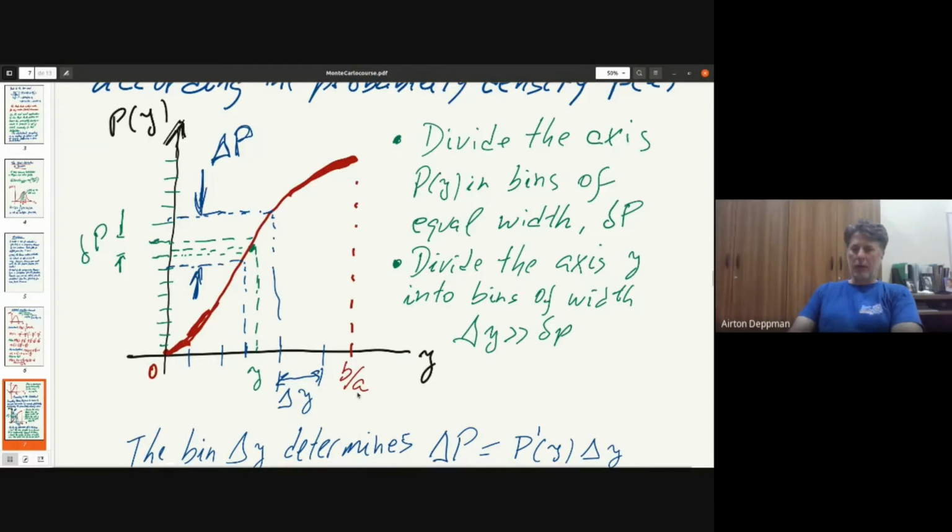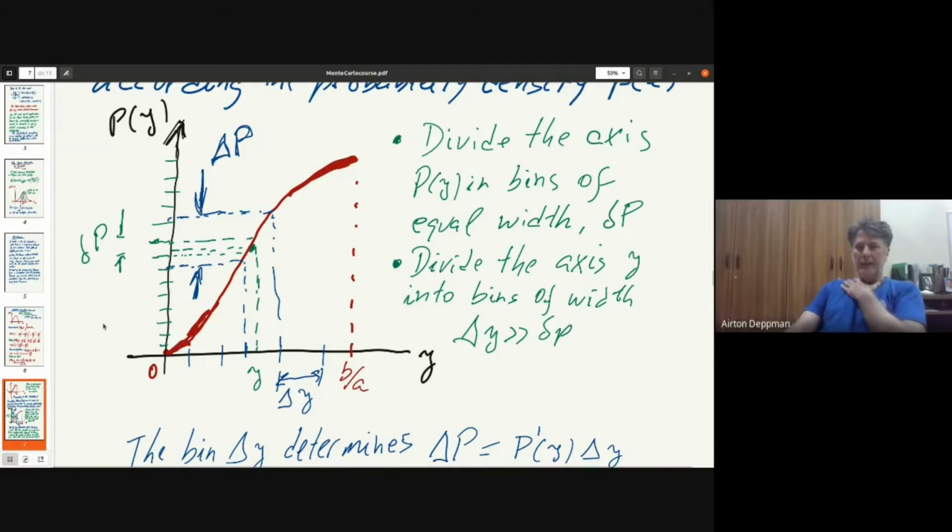Okay, we will assume here that we can make the range delta y as small as we want, but this relation will always be valid. If we decrease the width delta y, we have to decrease delta P proportionally in order to get this inequality satisfied.